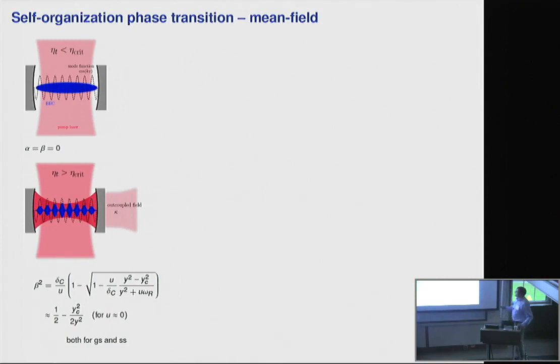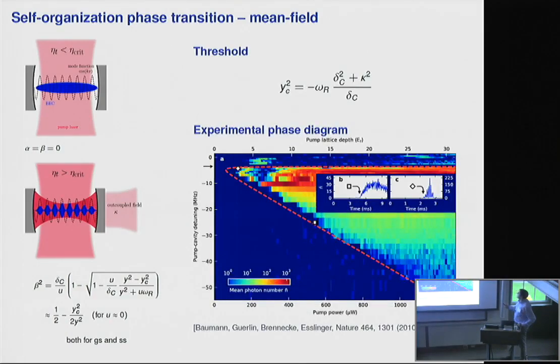And for the mean field, we get this self-organization. So below a certain power of this driving laser, the condensate is homogeneous. There is no scattering into the cavity. The mean fields are zero. Above a certain threshold value, there will be scattering, and the atoms occupy this cosine mode function. And the critical point is modified with respect to the ground state Dicke model, but this is a completely innocent modification. This is just a renormalization of the detuning. And using this critical point, the ground state and the steady state solutions overlap. So there's no difference between the ground state mean field solution and the steady state mean field solution.